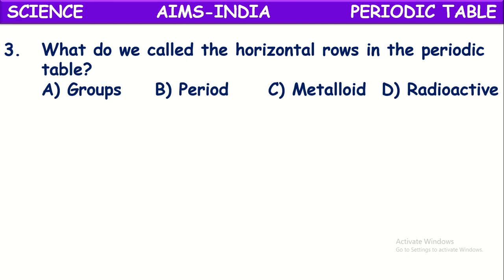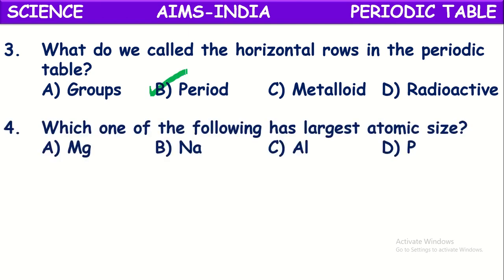So the next one: what do we call the horizontal rows in the periodic table? What do we call them? Yes, the horizontal rows present in the modern periodic table are called periods, and the vertical columns are called groups. Now here it is asked about horizontal rows. They are called periods. Next one.